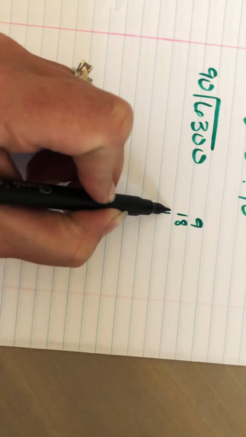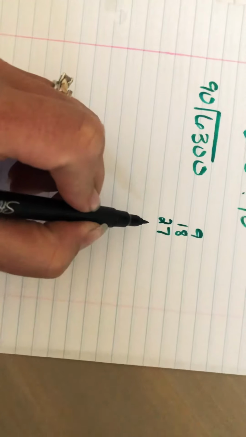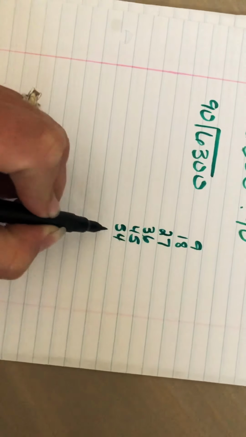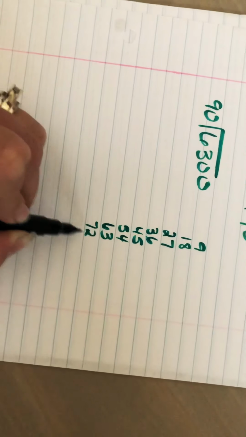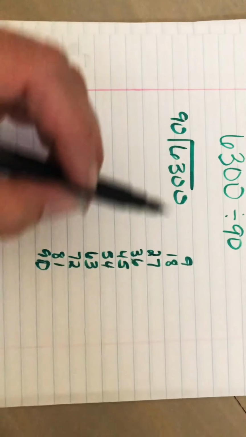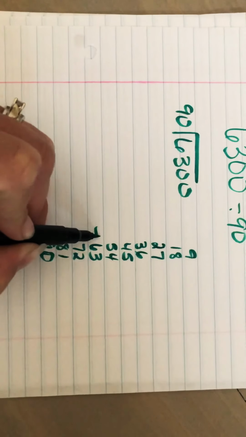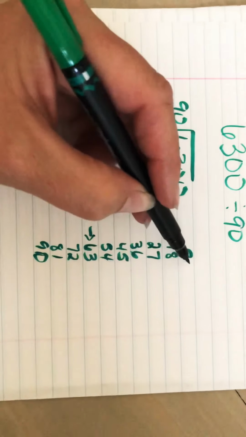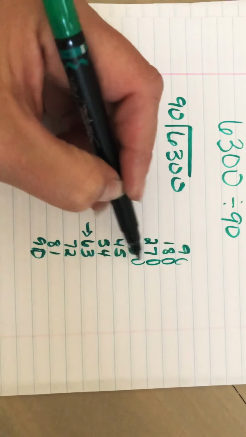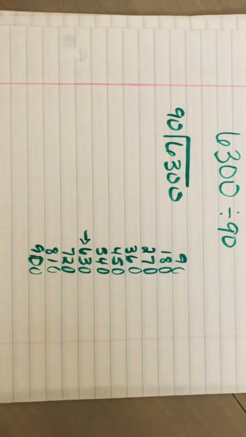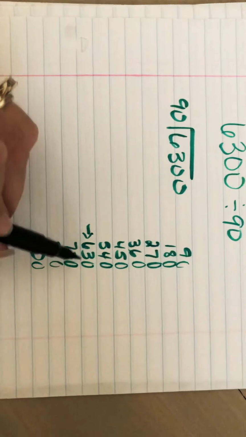9 times 1 is 9. 9 times 2, 18. 9 times 3, 27, 36, 45, 54, and 63, 72, 81, 90, right? Ooh, 90. Okay, so there's my 9s. So where do I see, ooh, I see 63 right there, right? So my 9s are just like my 90s, just with another little 0. There's my 90s already. Okay, so 630, well, there you go.